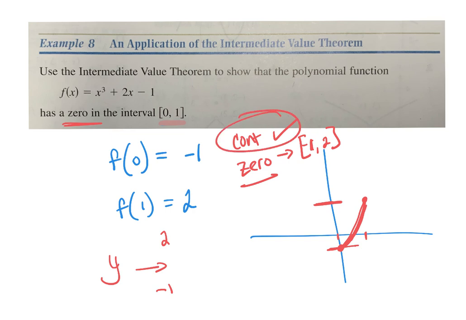Okay? So it's not asking for the exact value. It's saying, does it exist? It has to. This is a continuous function. My y values go from negative 1 to 2, and 0 is in between it. So it has to cross the x-axis. There's no way it can't unless it jumped over it. It is strictly an existence theorem. Does it exist? Yes, it does. It has to, because I have a continuous function that goes from the negative to the positive. In order to get from negative to positive, you have to go through 0.